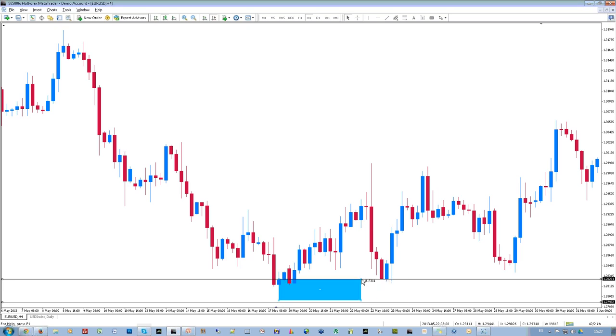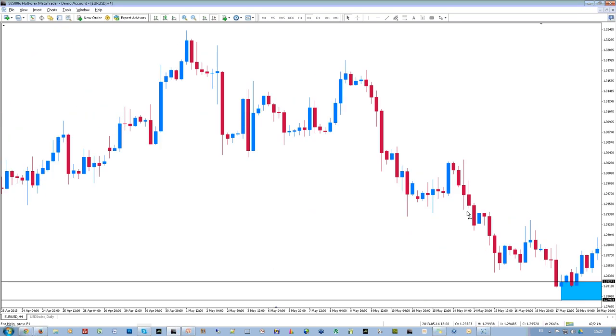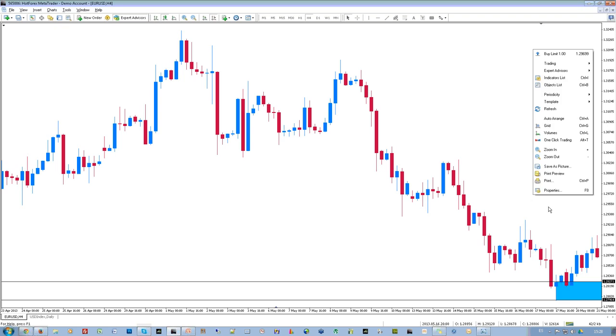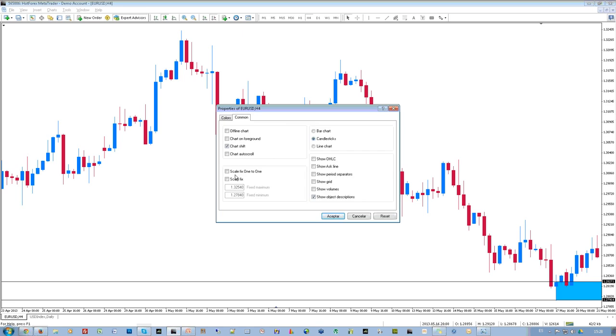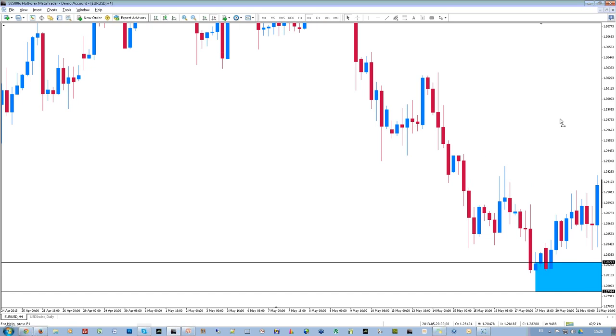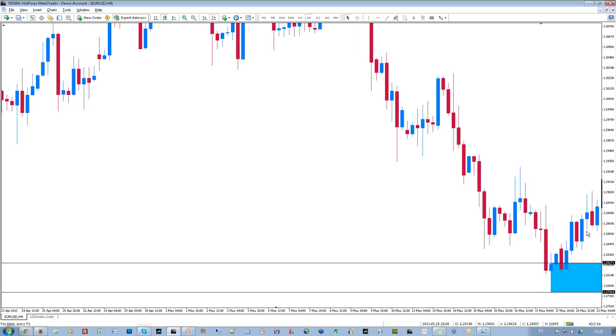Now let's talk about how fresh or how original this level is. This is a very mechanical way of doing it. So we are here. We have a drop, a base, and a rally. So is this level fresh or is it not fresh? Let me use a scale fix and make this like this.